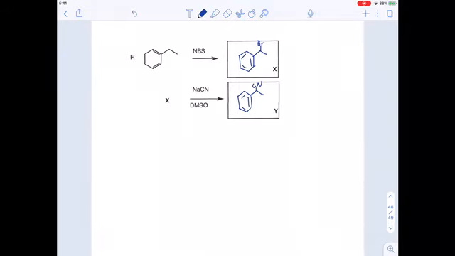In this case, because we didn't have to specify stereochem in the first one, you don't have to specify stereochem here, but that is the answer to that.